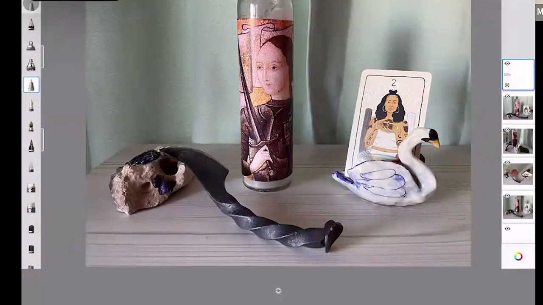Okay, so we're going to look at a still life here, some of the objects from my altar, and talk a little bit about dividing space. First here with the Union Jack, and then we're going to talk about finding locations and thinking about negative space and proportional relationships.